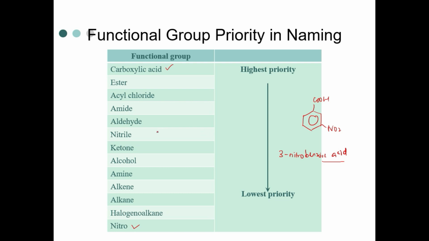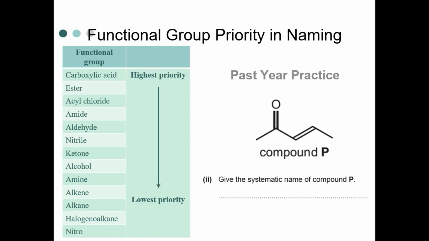Then we have the carbonyl group that lies in the middle of the priority, followed by alcohol, and then the hydrocarbon. The last two will always be halogenyl alkane and nitro. So let's look at a few molecules and learn how to use this functional group priority in naming. Okay, so we go back to this compound that we saw just now.